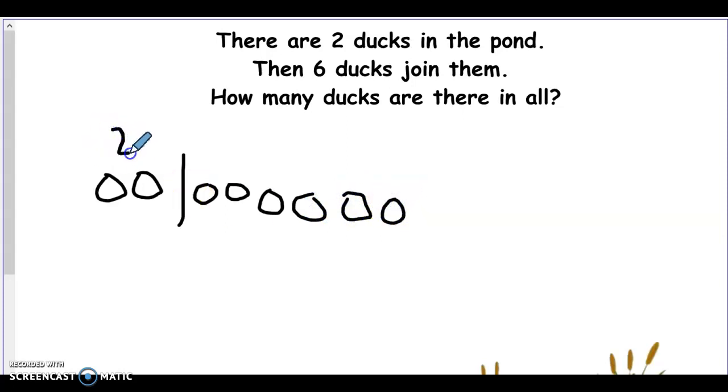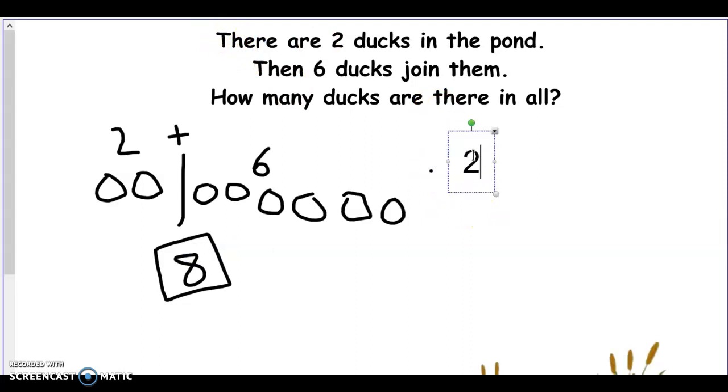Okay, we have 2 plus 6 equals. Remember, sometimes we can start at that larger number and count on. So we could say 6, 7, 8. 8 ducks. Equation would look like this. 2 plus 6 equals 8.